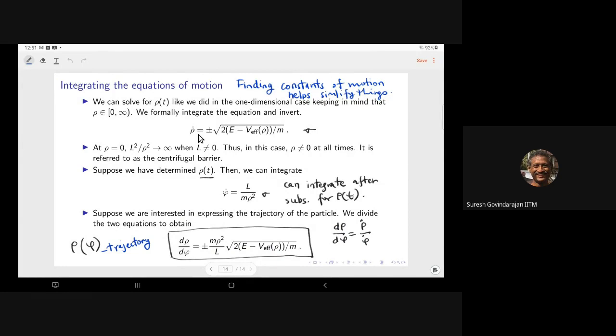So instead of solving 3 second-order coupled differential equations, you may have to solve only maybe 2 first-order and 1 second-order. So these kinds of things happen. Okay. Any other questions?